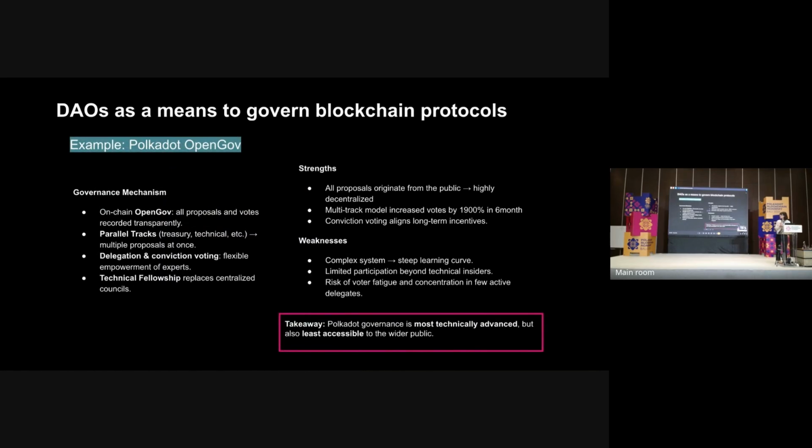Example, Polkadot OpenGov. I already mentioned a few of the core governance aspects and how they're dealing with it. You have on-chain OpenGov, that's their governance system and rules, basically. All proposals and votes are recorded transparently, so they're very community-focused. You have parallel tracks for the treasury, for technical proposals, and so on, and different treasury bounties. So you can have multiple tracks happening at the same time. Not everybody has technical knowledge and may still like to participate, but they may not know how to vote on a technical issue. So they can delegate their vote to an expert they trust. This is a distribution of power.